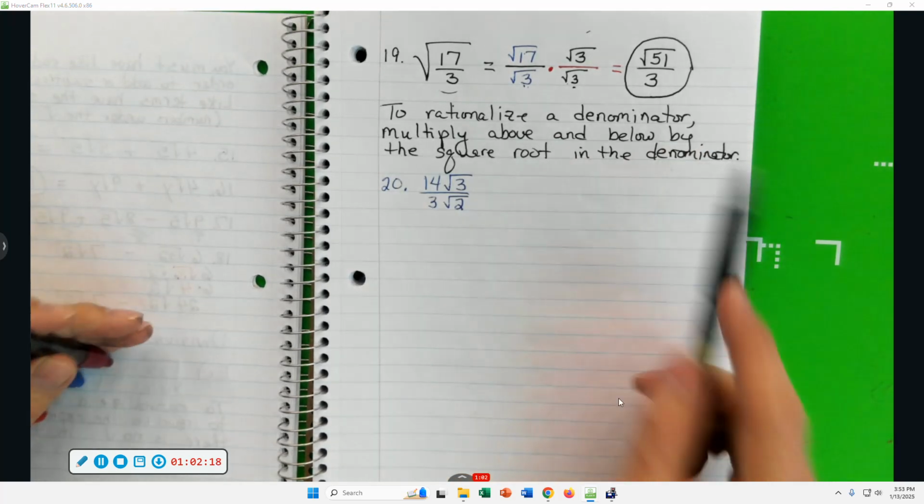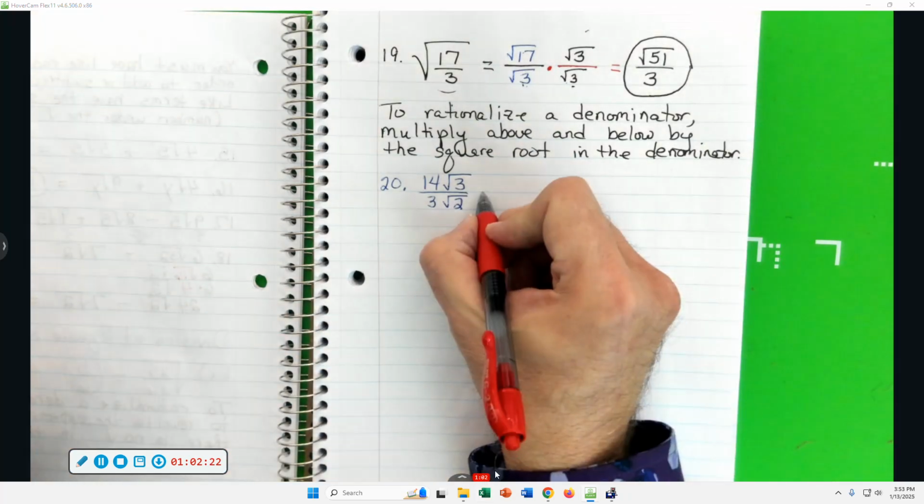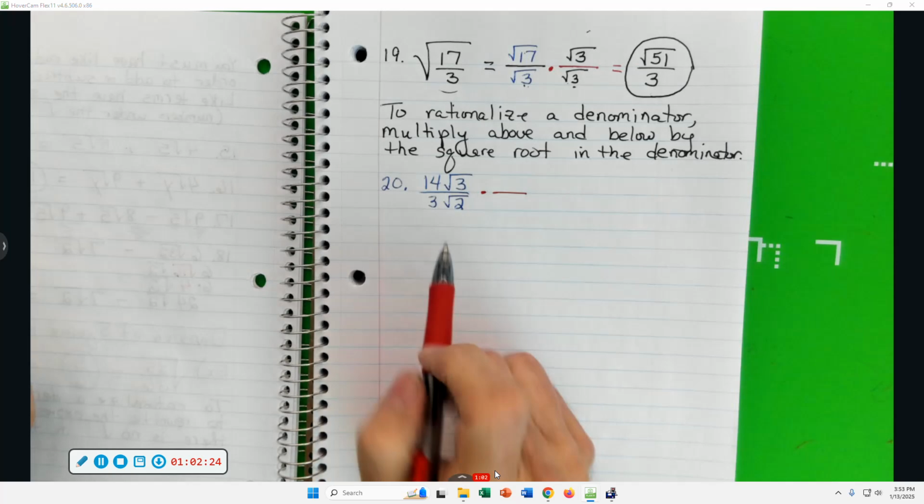What are we going to multiply above and below by here? Square root of 2. Yes, that's right. Do I need to multiply by that 3 that's in the denominator?